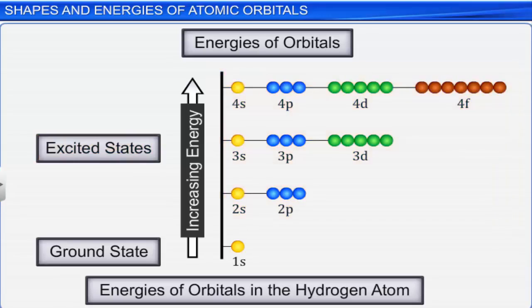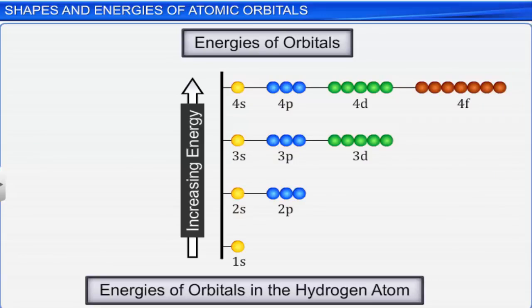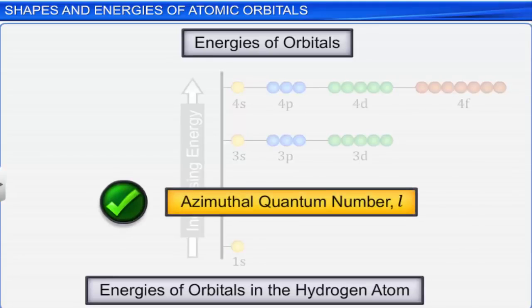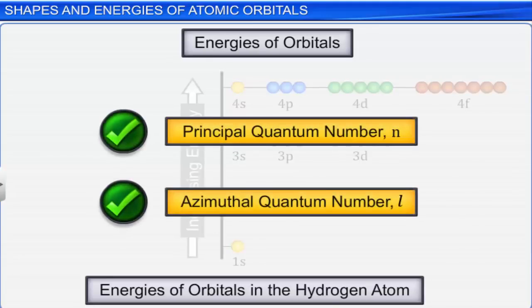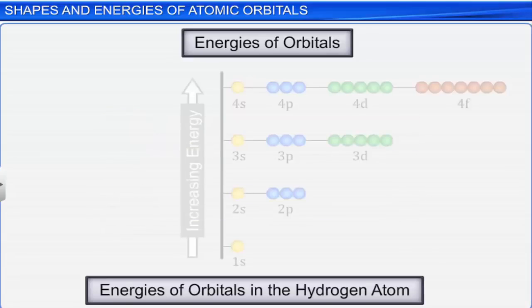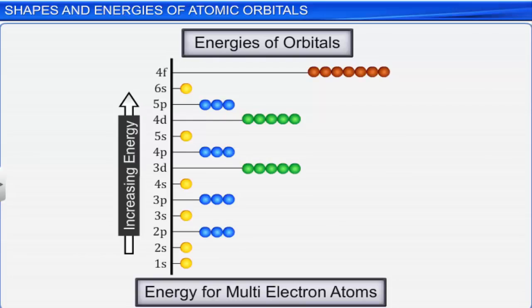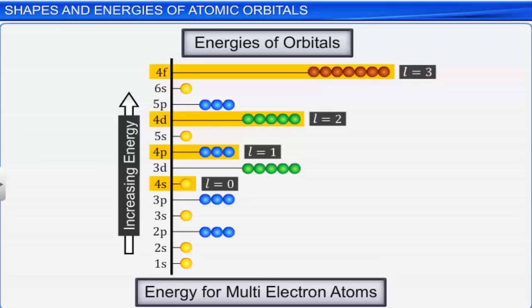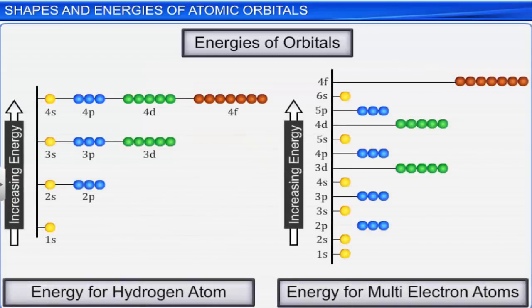Unlike the single electron species, the energy of an electron in a multi-electron atom depends on azimuthal quantum number, also in addition to principal quantum number. This essentially means that for a given value of n, the orbitals s, p, d, f possess different energies for different azimuthal quantum numbers. Let us look at the energy level diagrams for hydrogen atom and multi-electron atom, which depict the arrangement of various orbitals.